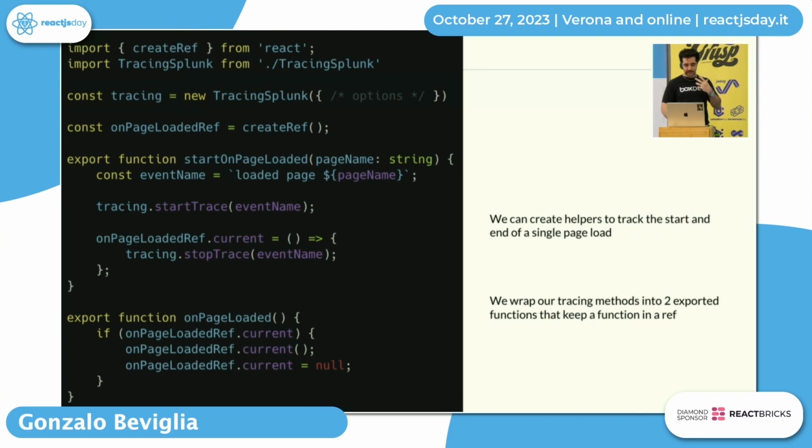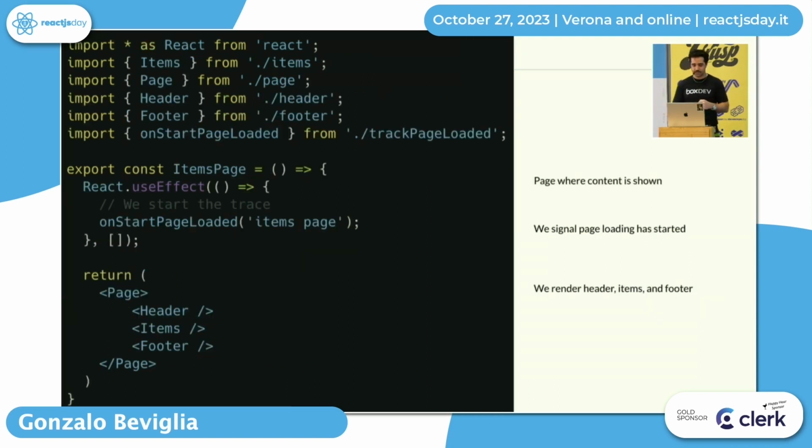To track these page load times, in this case, I won't have a class, but a file, lucky for you, that exposes two functions. One of them will signal that page load has started. When this method is called, a trace will be started and will hold a reference to a function that will stop the trace whenever we call it. The other method will signal that page load has ended, and that method will check if there is a load in progress, and if there is, it will end the span by calling the function it holds a reference to.